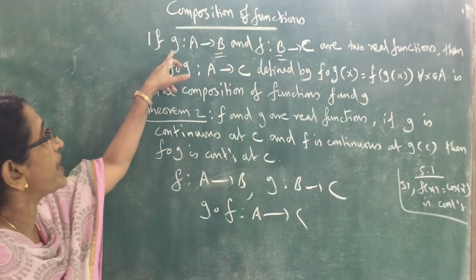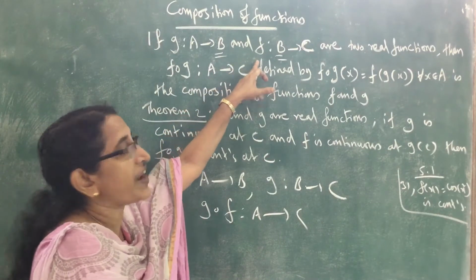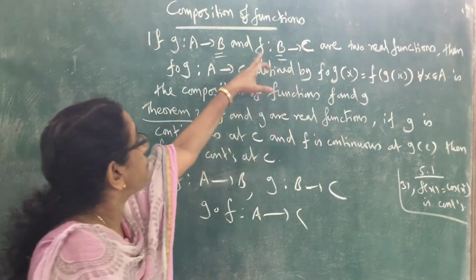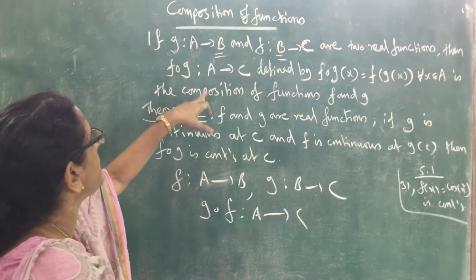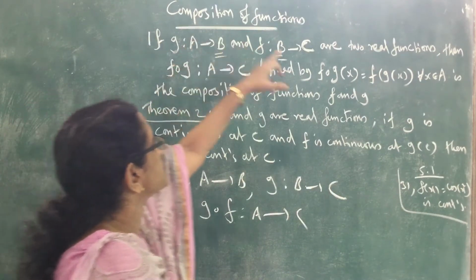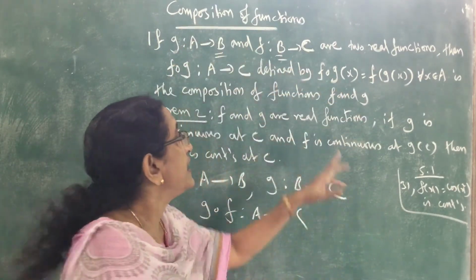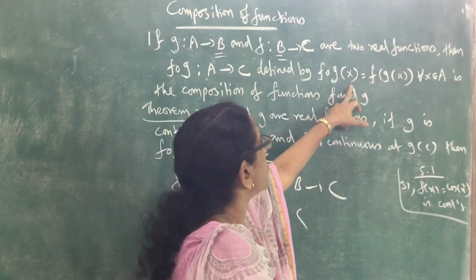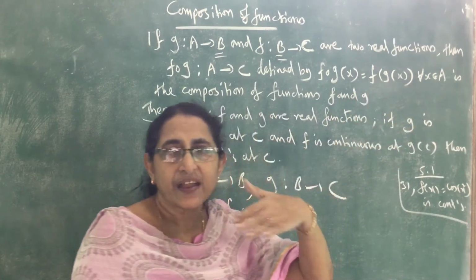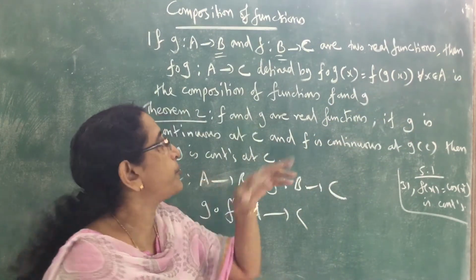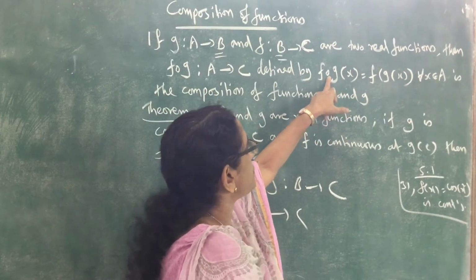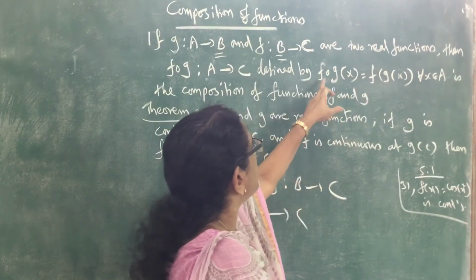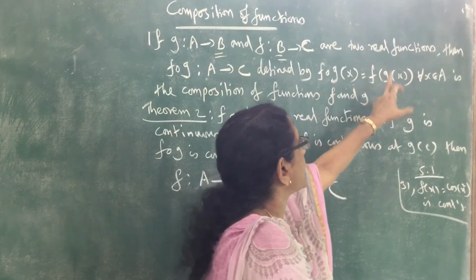If g is a function from A to B and f is a function from B to C, then f composite g is a function from A to C, and it is defined as (f composite g)(x) = f(g(x)). In the same order, just to change, put the bracket instead of this composite, only that: f bracket g of x.